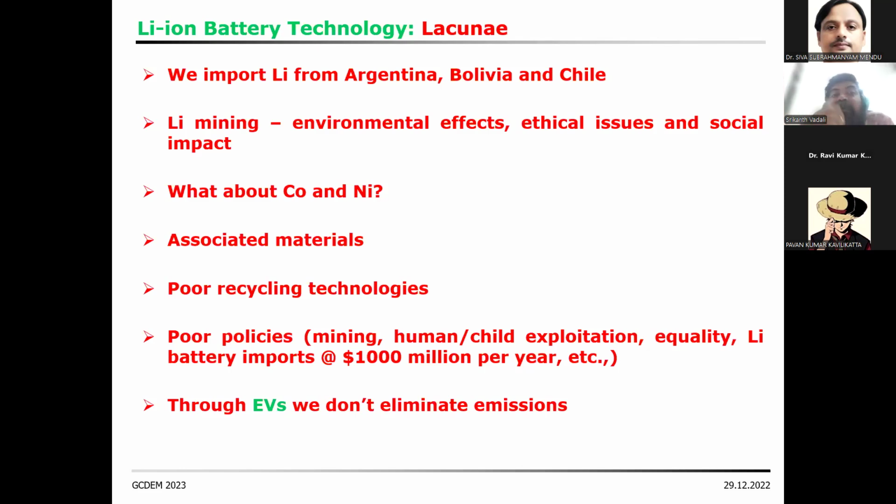And when we are dealing with such battery technology, we are not just looking into one source, that lithium. We are also looking into other materials like cobalt and nickel, as I said. Lithium mining, huge amount of environmental effects. And what many countries advocate, they say the pollution is in Bolivia, don't worry. But Bolivia is on this planet, and pollution is not restricted. You cannot restrict pollution to Bolivia or Argentina or Chile. It's a global environment, and you have ethical issues, social impact.